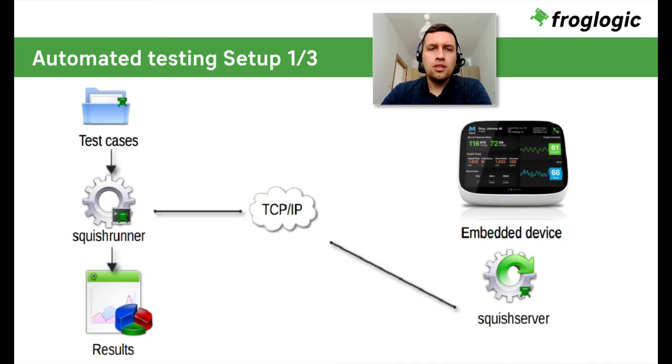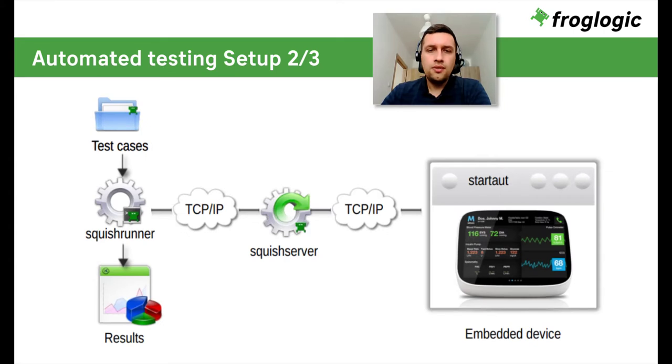Let me tell you a few words about Squish architecture. The heart of Squish is two processes, Squish Runner and Squish Server. Squish Runner is responsible for triggering test execution, interpreting test scripts, and generating results. Squish Server is responsible for starting and handling the application under test. During execution, Squish Runner connects to Squish Server. They communicate over the TCP/IP protocol. Therefore, it is possible to run your tests in a distributed manner.